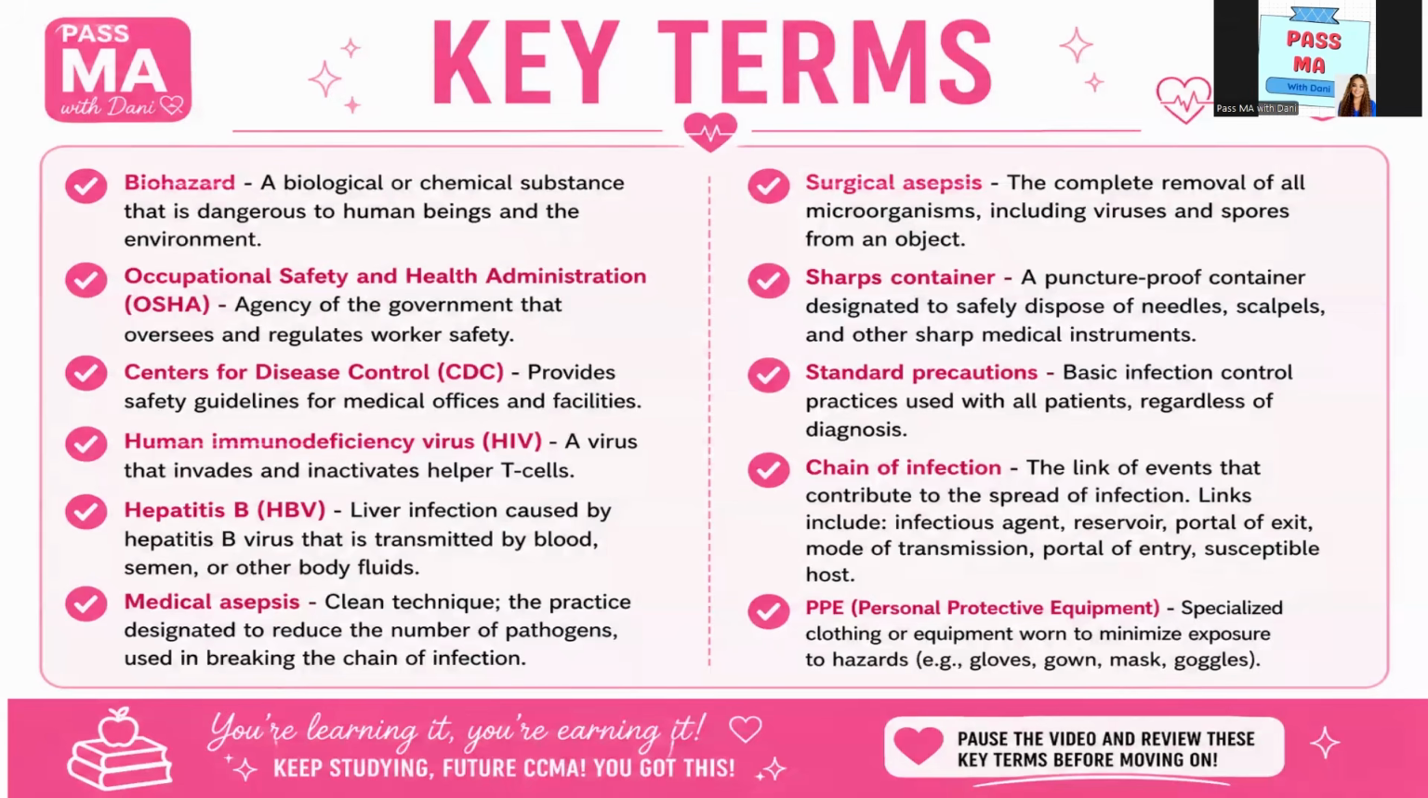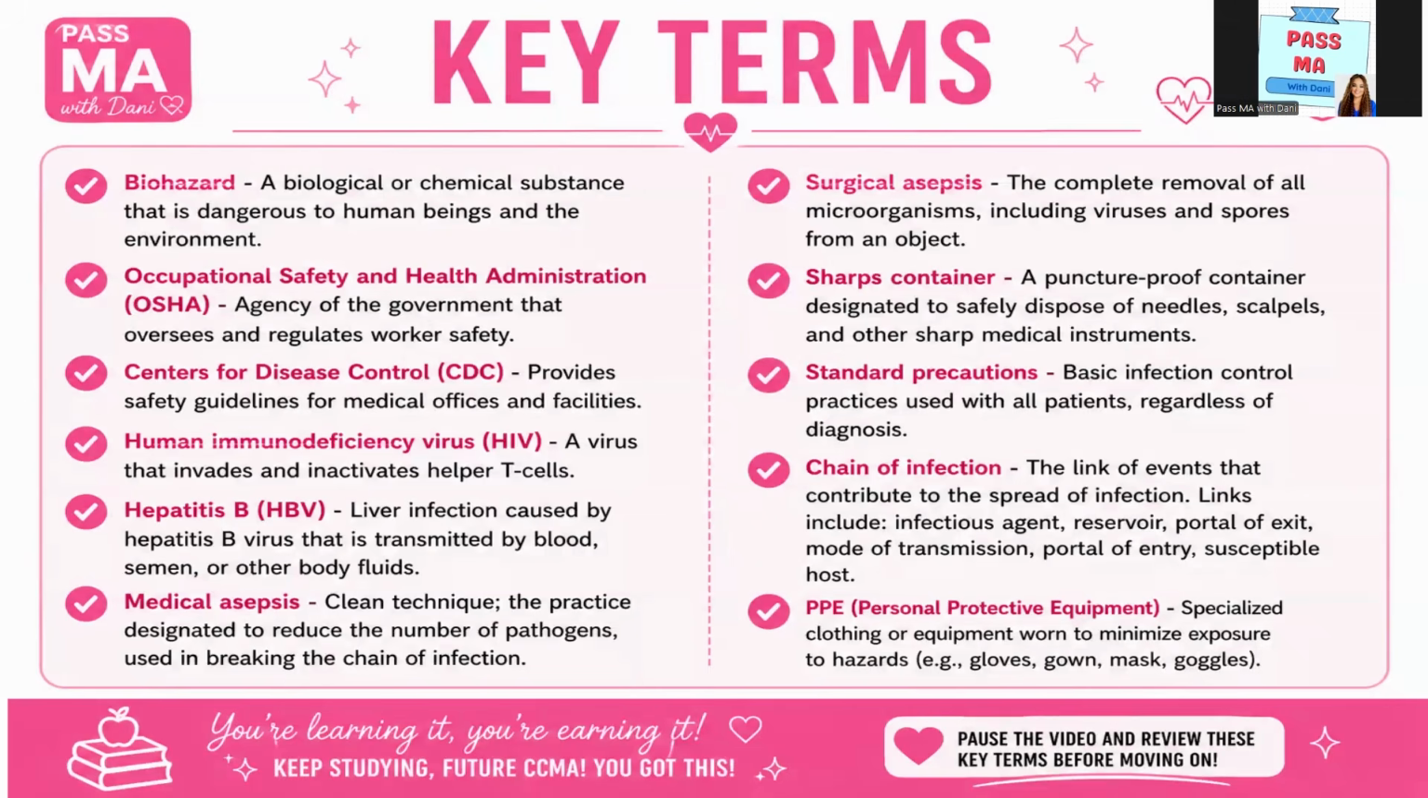Then we have the chain of infection. Remember, there are 6 links in the chain. These events contribute to the spread of infection. Think of the infectious agent, any pathogen, right? A bacteria, virus, fungi. Then we have the reservoir. This can be a surface, a body of water, soil, animals. The portal of exit is how the infectious agent gets out. The mode of transmission is how it transmits. The portal of entry is how it gets into the susceptible host.